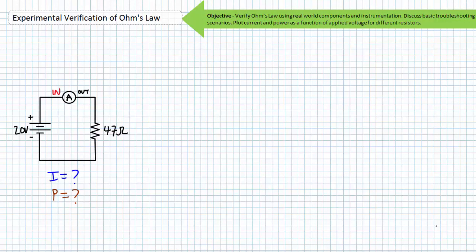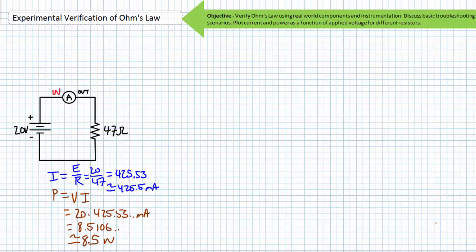Did I not warn you I was going to do this? Did you pause the lecture and do the calculations like I asked you to? If you did, you should have seen the following figures. When a 47 ohm resistor is hooked up to a 20 volt DC source, current equals voltage divided by resistance. 20 volts divided by 47 ohms induces approximately 425.5 milliamperes of current. When 425.5 milliamperes of current is flowing through a 47 ohm resistor with 20 volts across it, we realize any permutation of the power equations yields roughly 8.5 watts of power dissipated by this resistor.